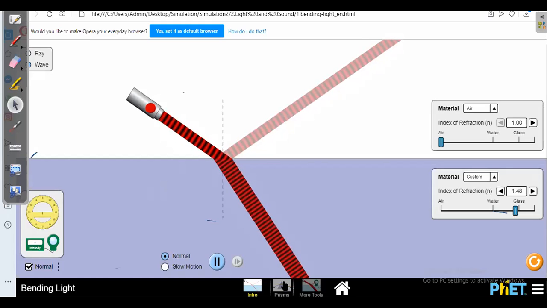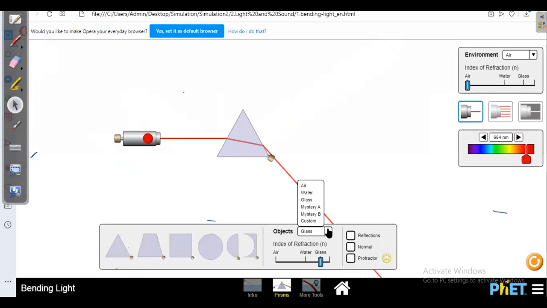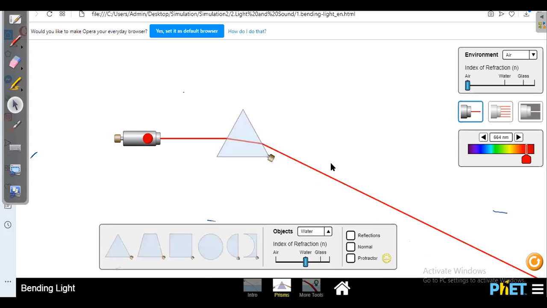Next, the prism is there. If the prism is here and I pass a light, then how does it go? And again, I can change the wavelength of the light that I'm using. I can also change the material. Instead of glass, I can use something else. Then everything changes. When I change the material, all the properties change. Or instead of a prism, I can use some other shape. Any shape I can use.